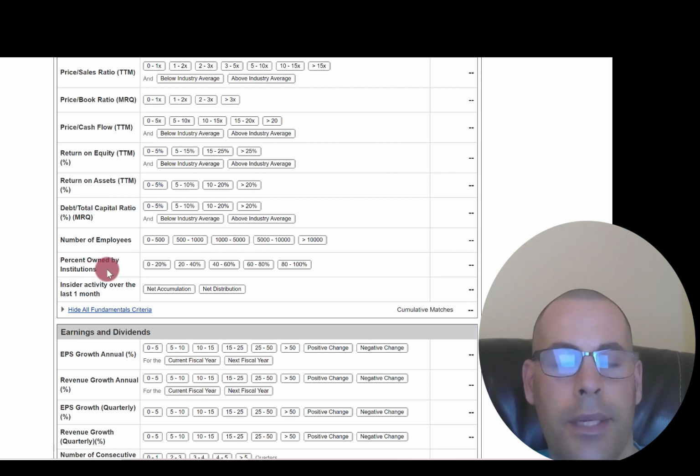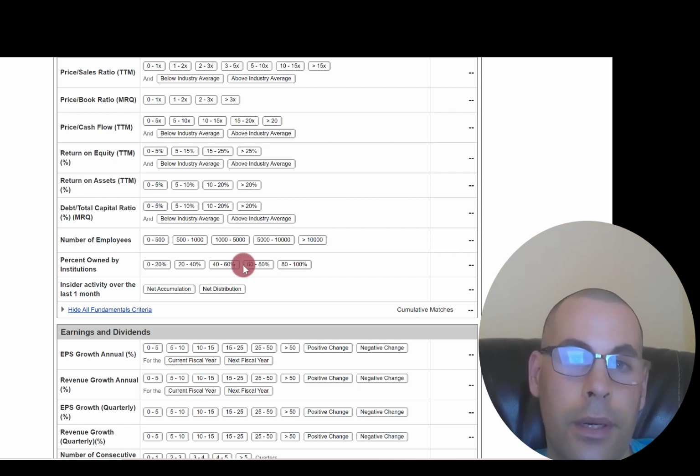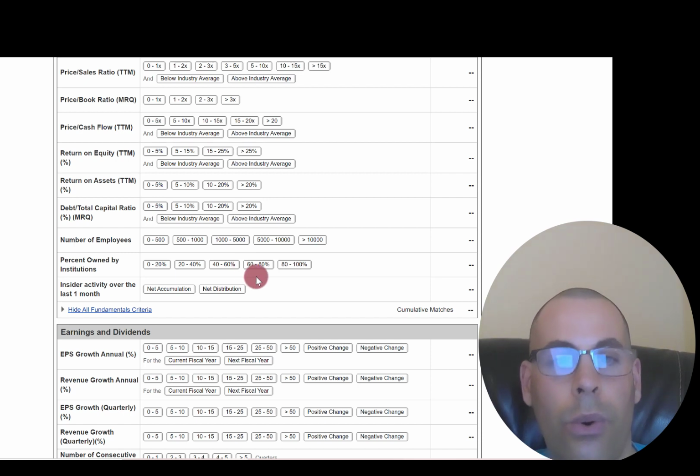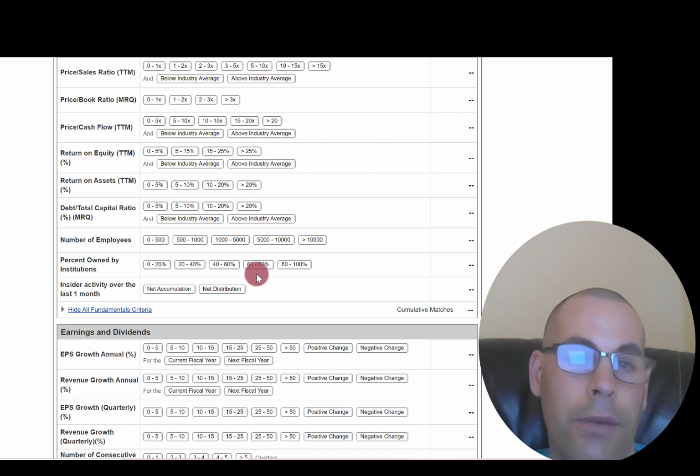Percent owned by institutions is the percent of stock owned by mutual funds, hedge funds, private equity firms, pension funds, large institutions like that. It could be considered good if you own a stock that's owned by a lot of institutions, because those type of companies do lots of research to find the best stocks. Although it would be ideal to own a stock before all the institutions find out about it.